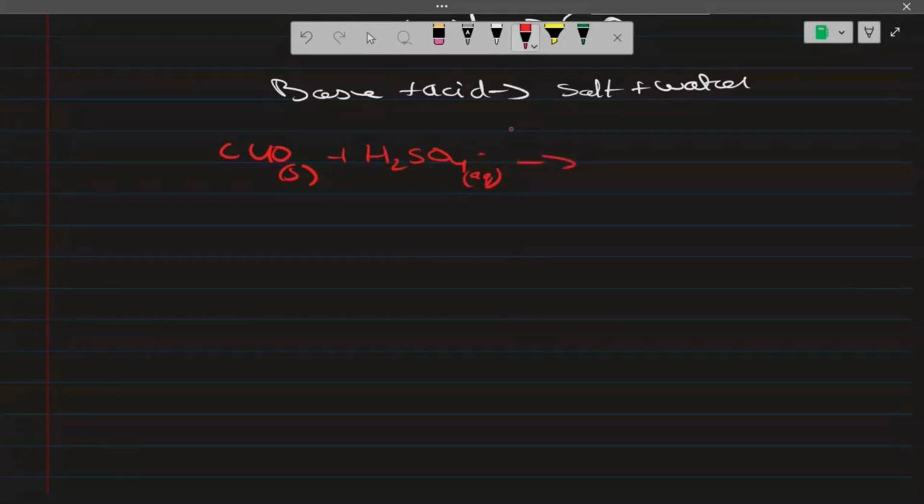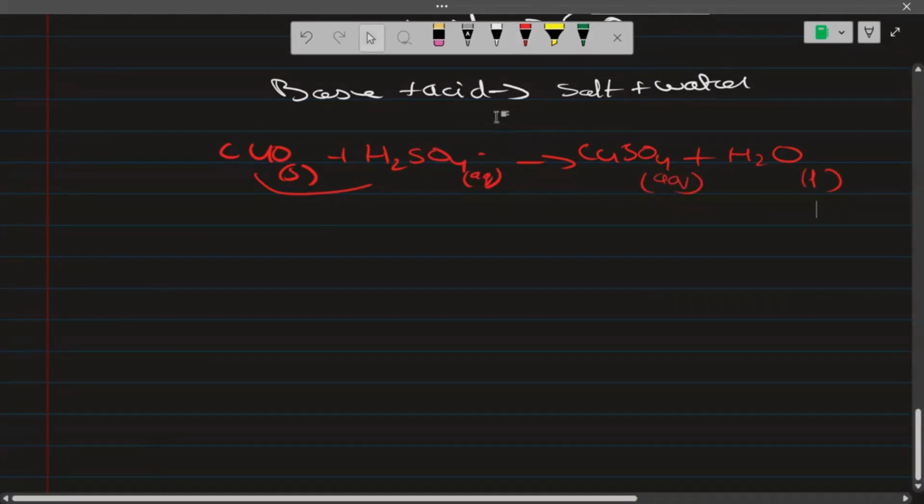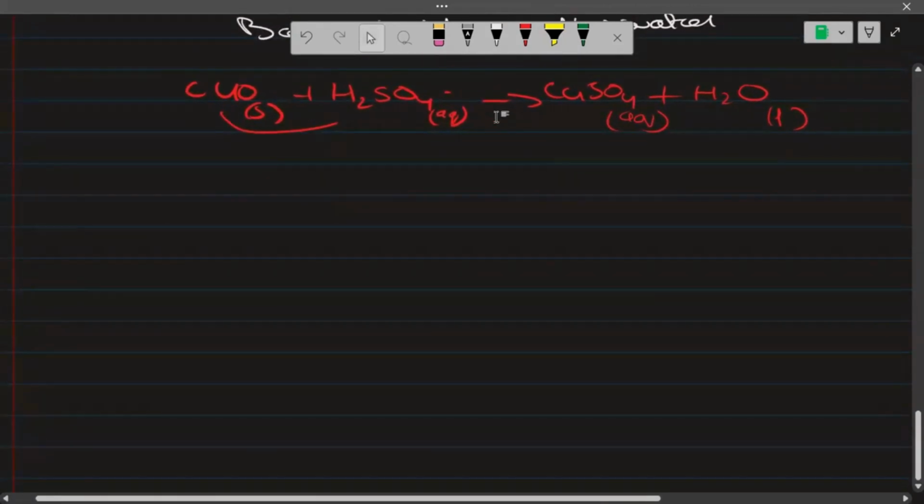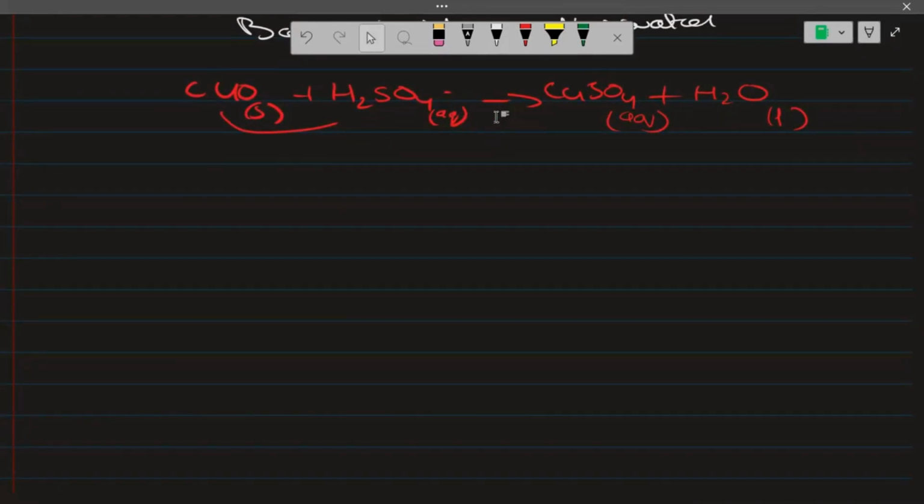When the base reacts with an acid, what happens? Salt means copper sulfate. It's copper(II) sulfate because we are using copper(II). Plus water, H2O, is produced. This is aqueous and this is a liquid, as H2O is in liquid form. If you want to write the ionic equation we can, but we are not writing it in this lecture.